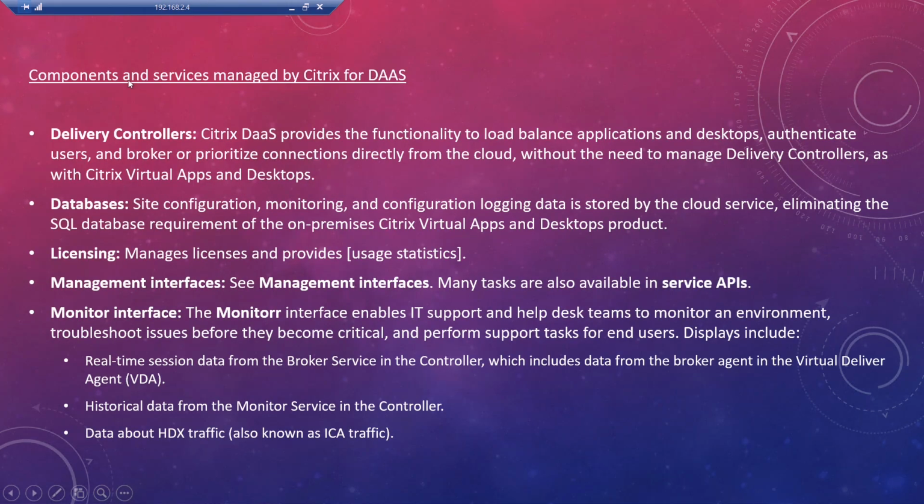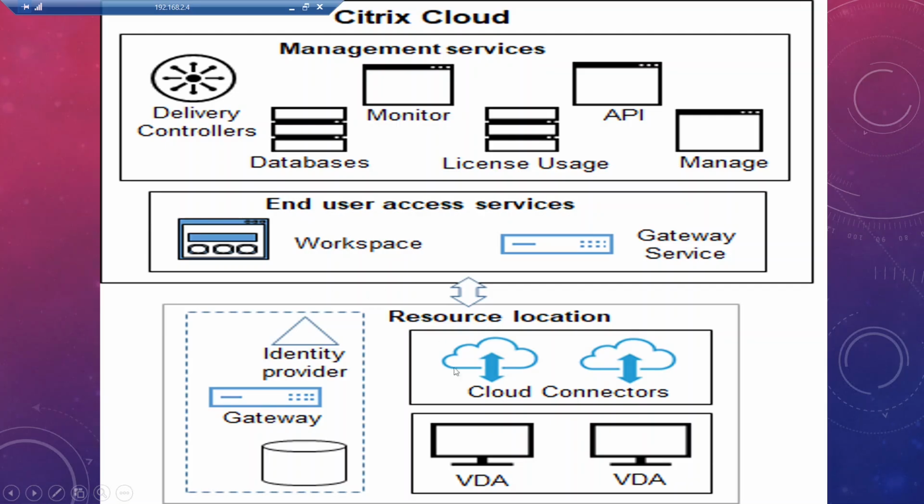Let me go back to the diagram. So if you see here, there is a component called Cloud Connector. It is in the resource location. Resource location is a place where you can host your virtual desktops. It could be your on-premise data center, or it could be any public cloud provider like Amazon Web Services or Azure or Google Cloud Platform.